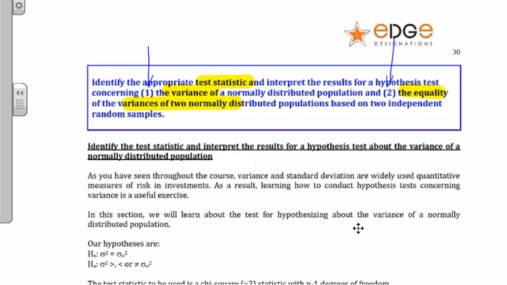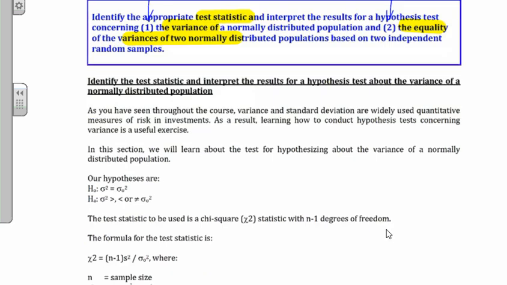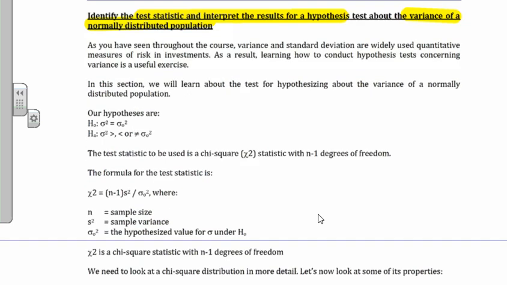Let's get going straight away, and let's see if we can identify the test statistic and interpret the results for a hypothesis about the variance of a normally distributed population. Let's have a look over here, and you can see over here, here's my hypotheses. We'll do an example with you. H0, you can see we've now moved away. What's the difference over here? We've moved away from means. We're now dealing with variances.